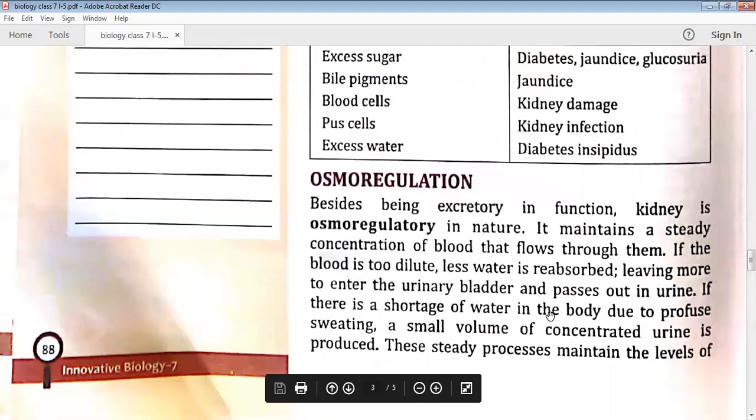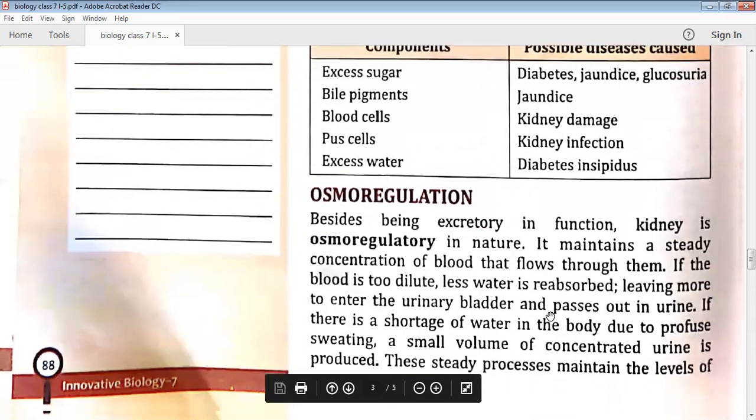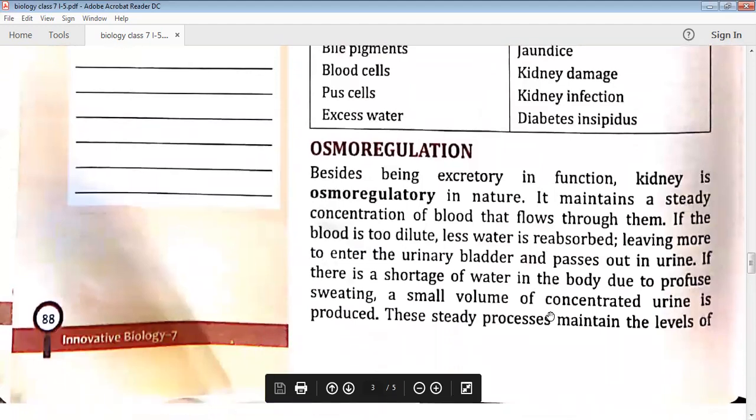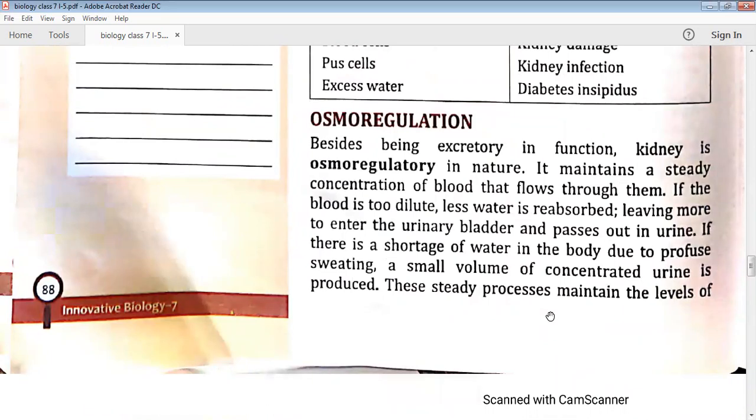So in this composition of urine only, they will be asking you what was the composition. The question can come like, what is the composition of urine. Then osmoregulation, this term will be asked as define the following, name the following. Many times it can come.